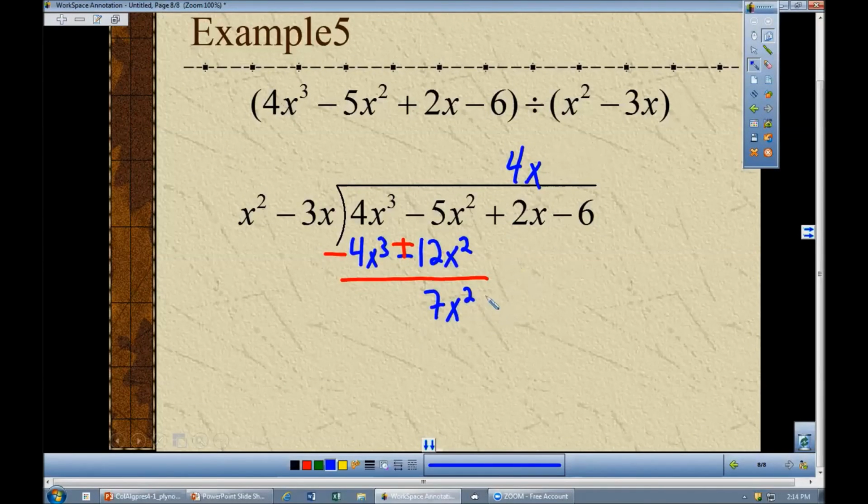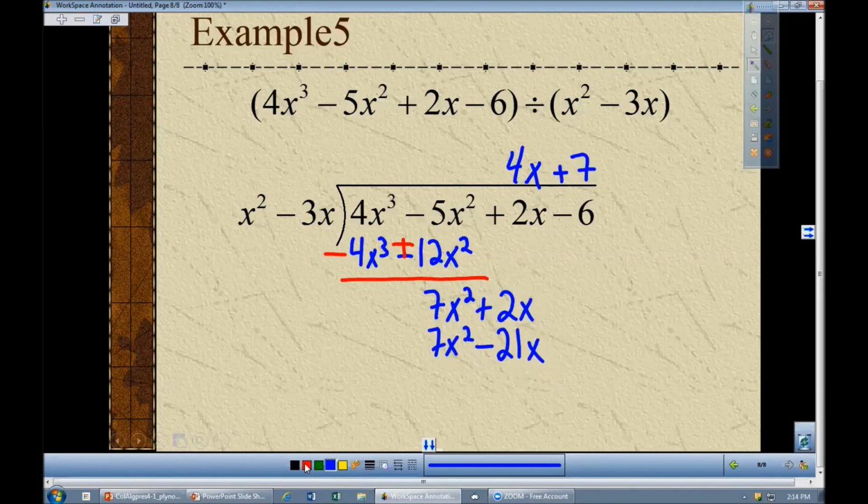Now I'm going to drop down the positive 2x and ask myself again, what times x squared can give me 7x squared? I need a positive 7 here. 7 times x squared is 7x squared. 7 times negative 3x is negative 21x. I'll draw the line and change the signs. Change this to a negative, change this to a positive. 7x squared minus 7x squared does equal 0. Positive 2x and a positive 21x gives me 23x. I'm also going to bring down the negative 6.